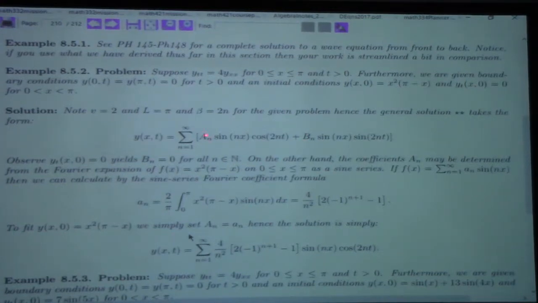And to get the a sub n's, I have to find the Fourier decomposition of x squared times pi minus x, which means I have to do that integral. All right? So after a half page of integration, you get this. Once you have that, you put it back in, and there's your solution.